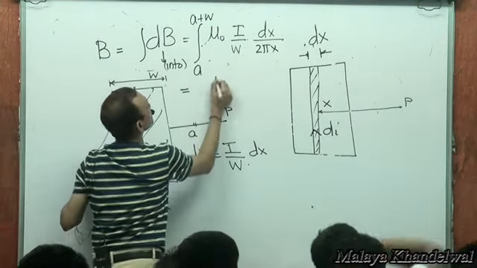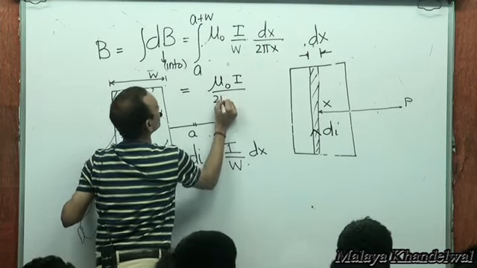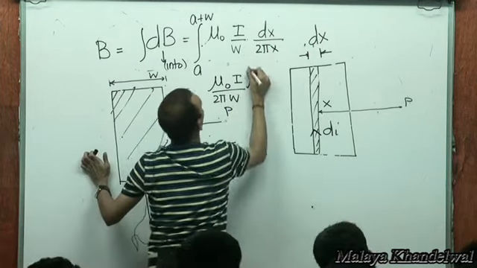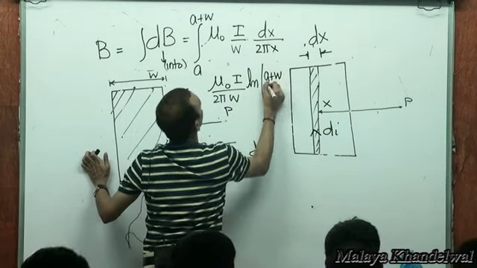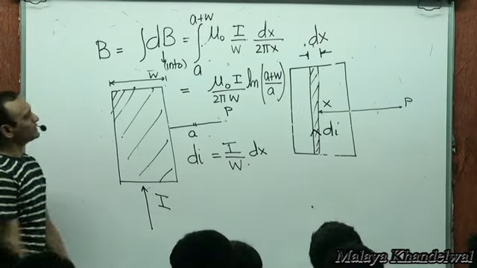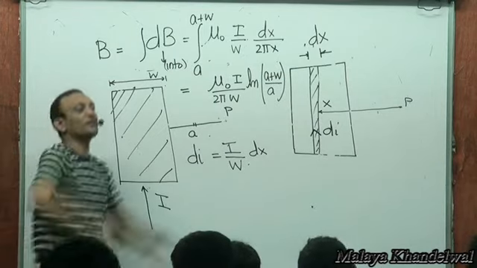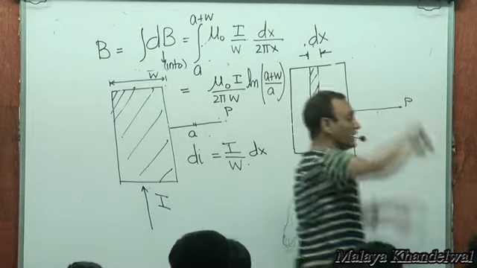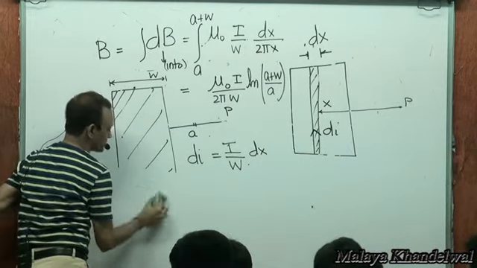Which then gives us a value mu naught I divided by 2 pi w times log of (a plus w) divided by a. Yes or no? 1 by x integrates to log x. That's the magnetic field produced at P by a finite width w of an infinitely long wire, right? Now, let's look at some other geometries.